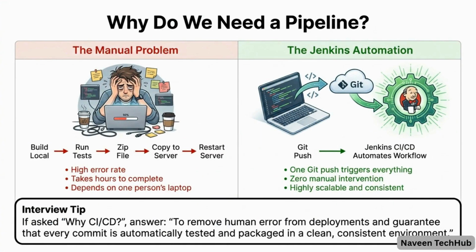First, let's understand the problem Jenkins is solving. Imagine a developer manually building the application, running tests, creating a package, copying it to a server, and restarting the application every time code changes. This process is slow and error-prone. Jenkins automates that entire workflow. One Git push can start the build, run tests, package the application, and continue the deployment process consistently.